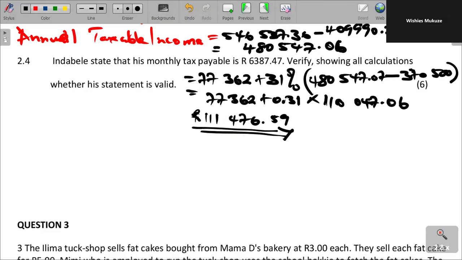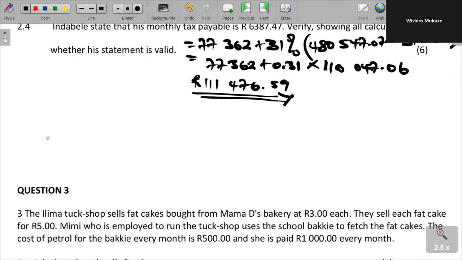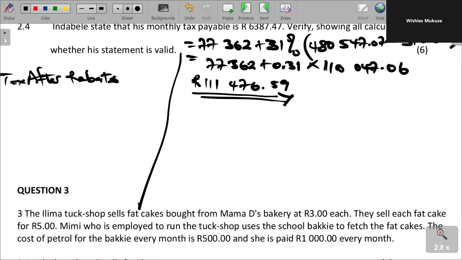And then we have tax after rebates. Tax after rebates is another calculation that we need to work out here.